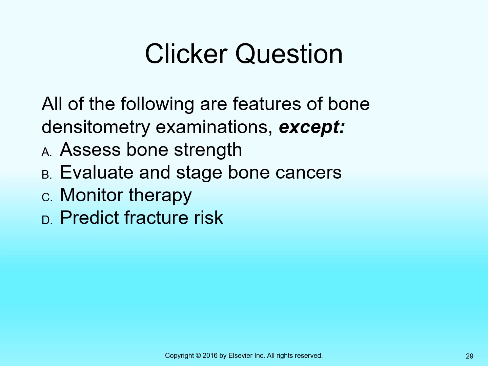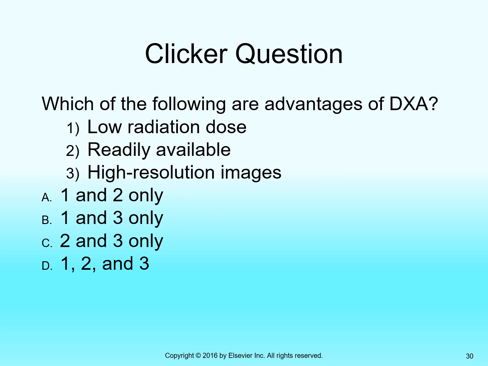All the following are features of bone densitometry examinations except: assessing bone strength, evaluate and stage bone cancers, monitor therapy, and predict fracture risk. A bone densitometry exam can do all of those except for E, evaluate and stage bone cancers. Which of the following are advantages of DEXA? Low radiation dose, readily available, high resolution images. And the correct answer is all of those are advantages of DEXA versus normal radiographic studies.